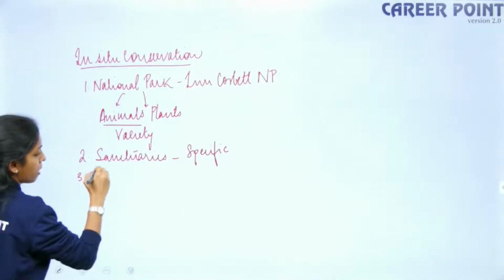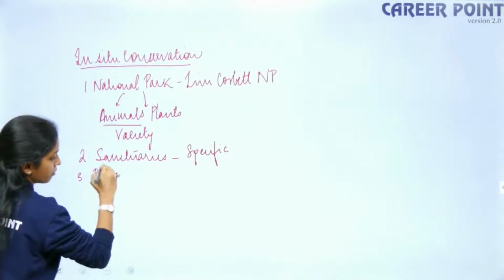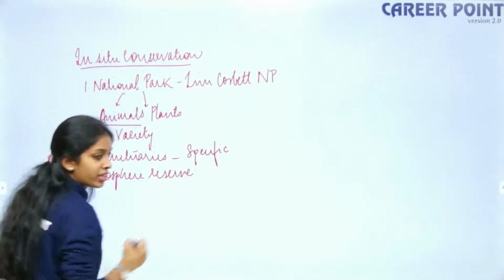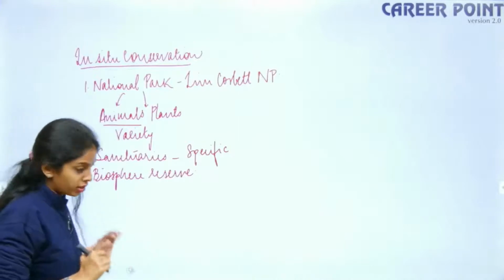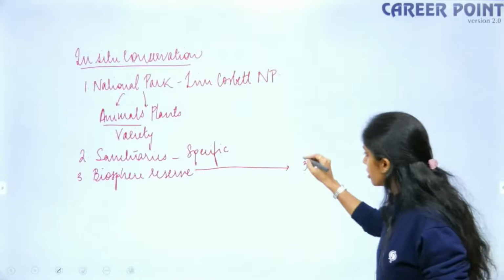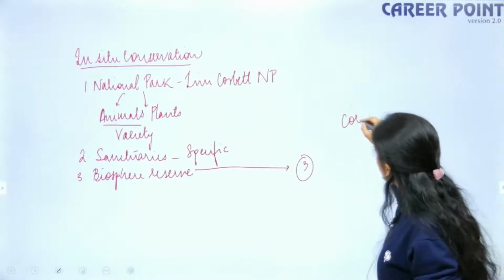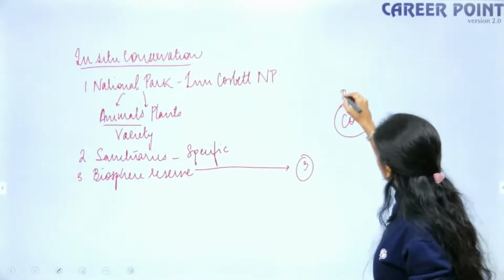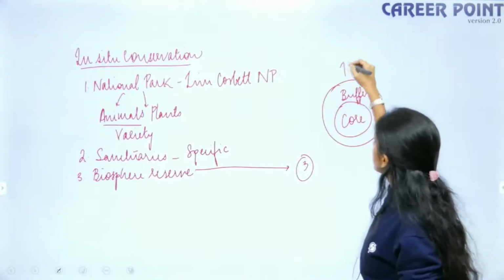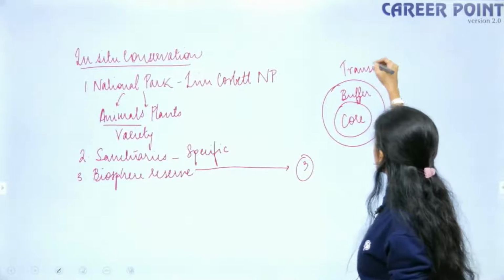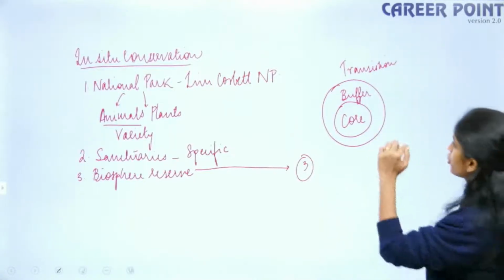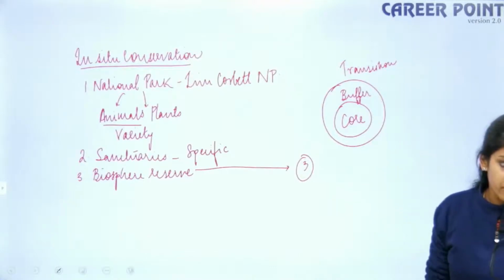Number 3 is your biosphere reserve. A biosphere reserve is a piece of protected land that is important. In a biosphere reserve, you have to remember 3 regions. You have a core region, surrounding it you have a buffer region, and surrounding that you have a transition region. So you have 3 regions in your biosphere reserve.